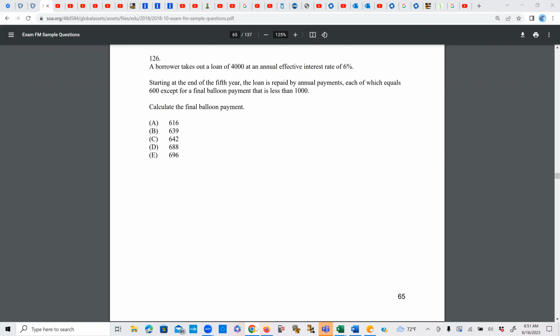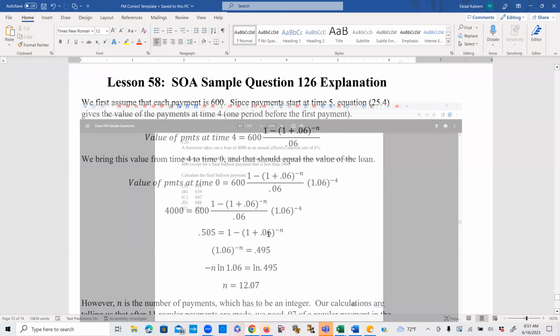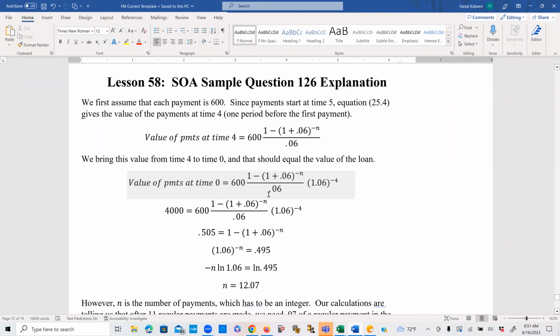So the loan is 4,000 and the payments start at the end of the fifth year. We're told that we have level payments of 600 and then a final balloon payment. To begin with, in these problems, you assume that each payment is 600 and forget about the balloon for a while. And then once by that assumption we find n, we come back and take care of the balloon payment. So first we assume that each payment is 600. Payments start at time 5.